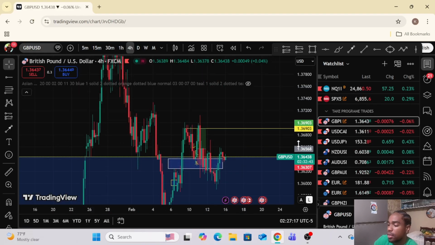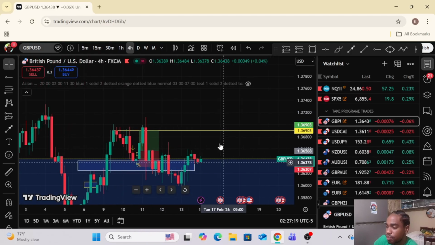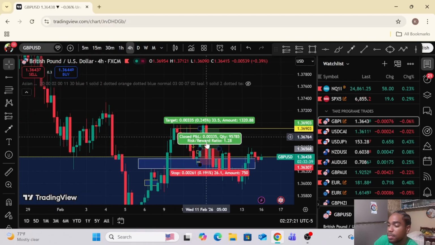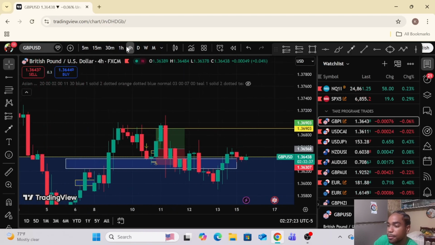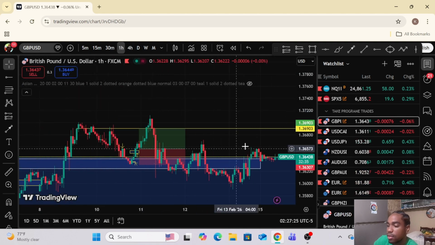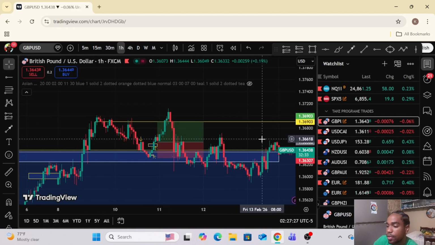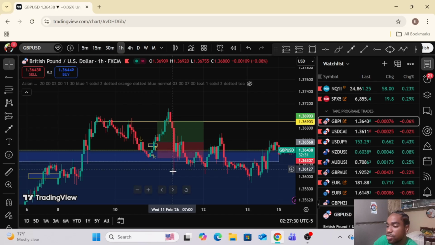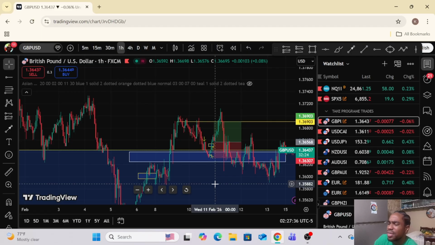So when the new week opened up, we had this massive expansion to the downside. Let me see if I could just locate it. We had this massive expansion to the downside, right? Sweeping this low right here on the 1 hour time frame. I just said to myself, well, of course, price is already in a fair value area.